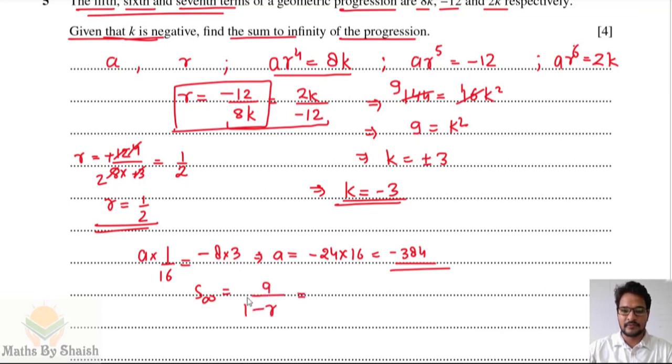This formula is given in the formula booklet as well, and it is going to be minus 384 upon 1 minus 1 by 2. So 1 minus 1 by 2 is 1 by 2, so you will multiply 2 in the numerator, and the answer becomes minus 2 into 384. 2 4s are 8, 2 8s are 16, and 2 3s are 6. So the answer is, sum to infinity is minus 768.